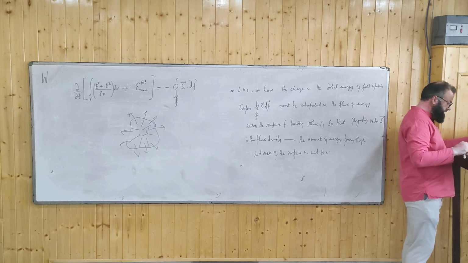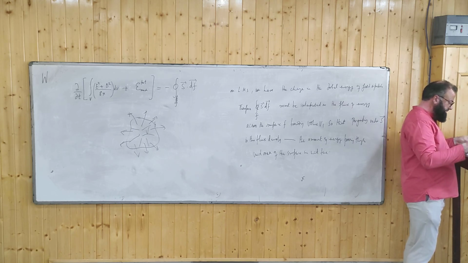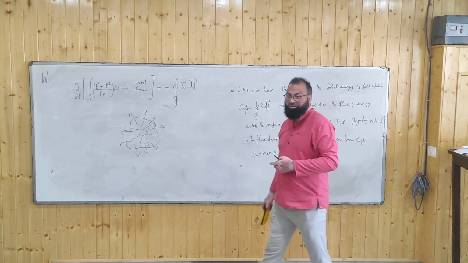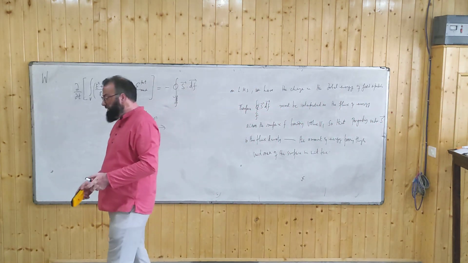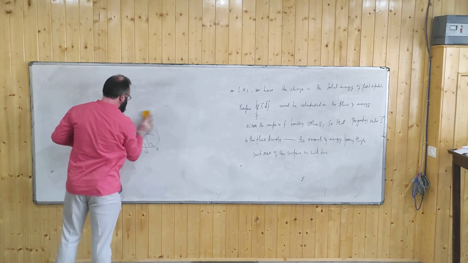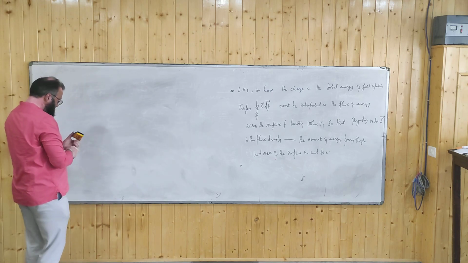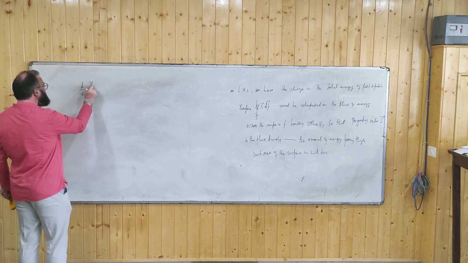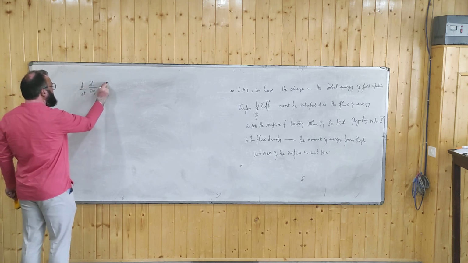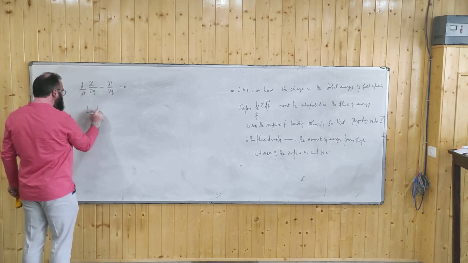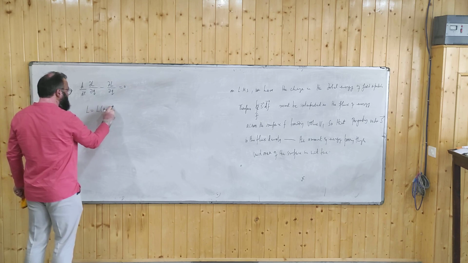Okay, so let's derive something. Let's derive the Euler-Lagrange equation for the fields. We know the Euler-Lagrange equation. So let me write what we know: partial L by partial Q dot minus partial L by partial Q is equal to 0. What is our Lagrangian? It's simply a function of Q and Q dot. Clear?